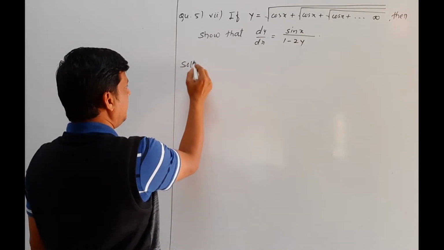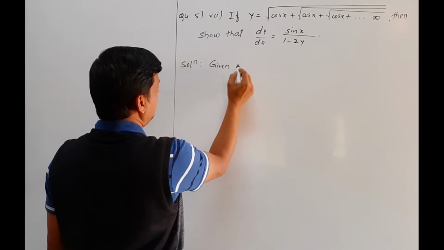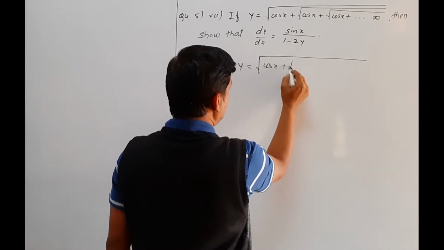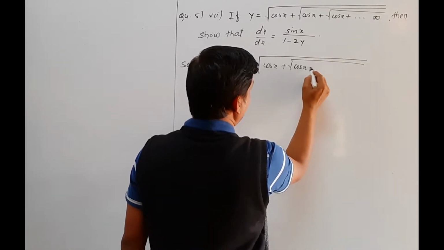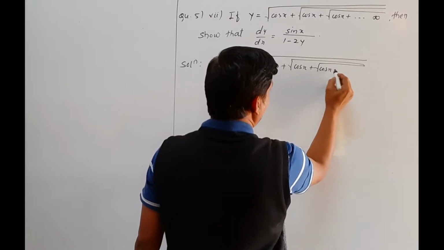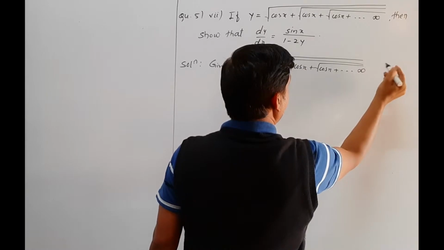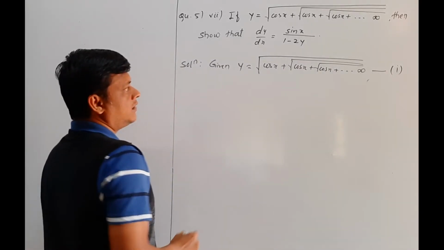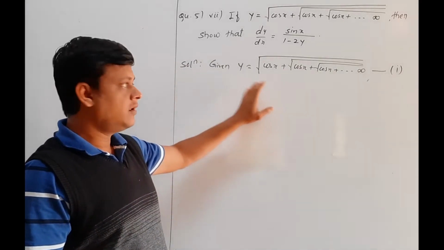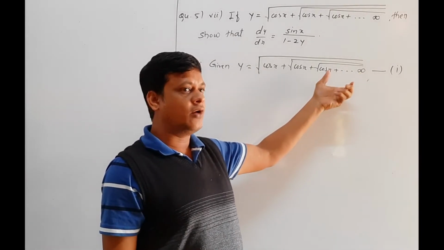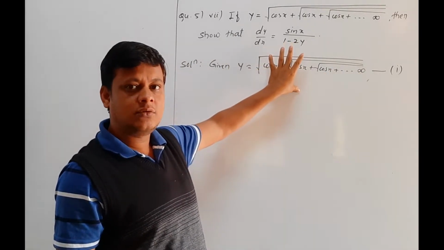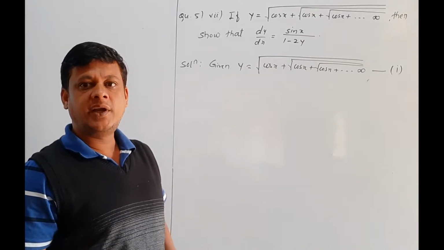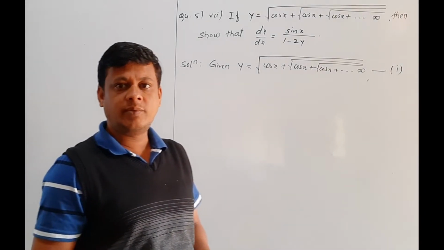So write the given part first in the solution. We write here, given y is equal to the square root of cos x plus the square root of cos x plus the square root of cos x plus, and so on up to infinity. Now we denote this as equation number 1. Now we have to differentiate. Here the value is infinity, so we have to replace that in terms of y first, because when infinity is given, that means infinite terms are given, and that is not possible for differentiating.